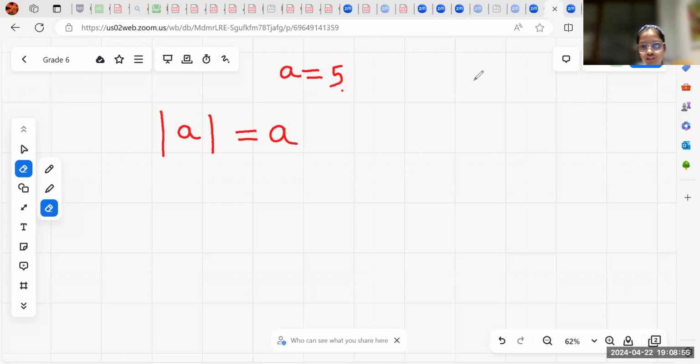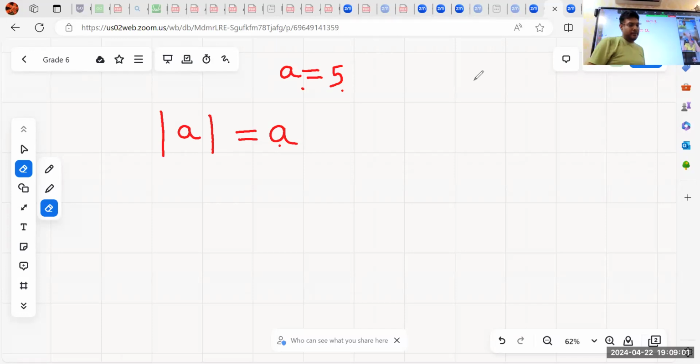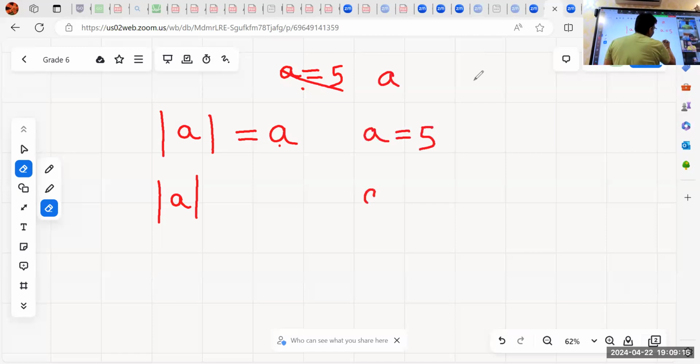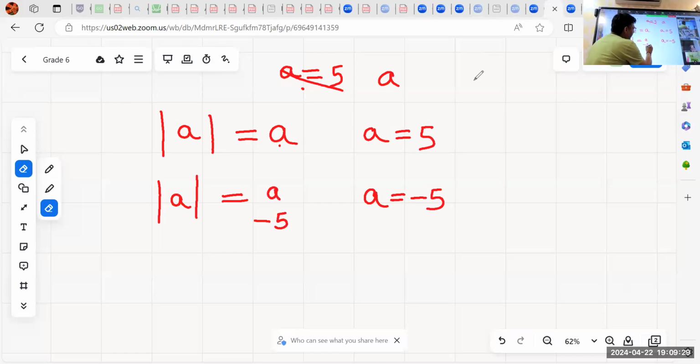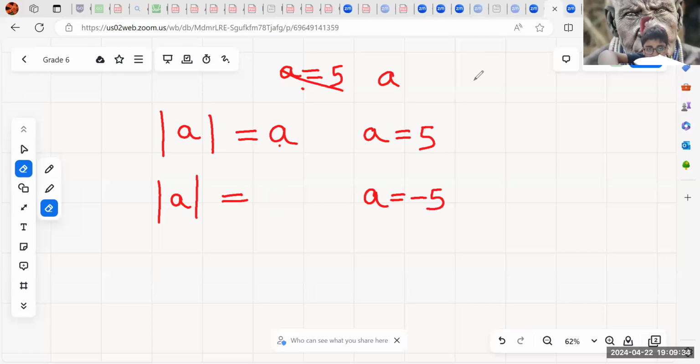No, sir. Beta, if a is 5 then the answer will also be 5, meaning it is equal to a only. But if a's value is, let's say, -5, here a's value is 5. Let's say if the value of a is -5, then what will the absolute value of a be? Plus a. Sir, minus a only. Minus a. So 5.